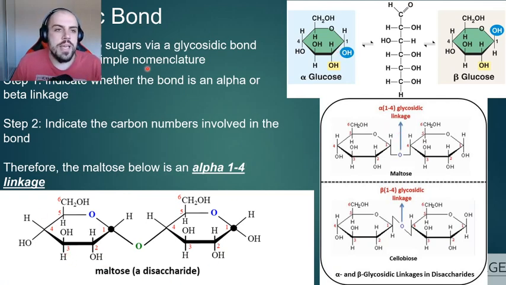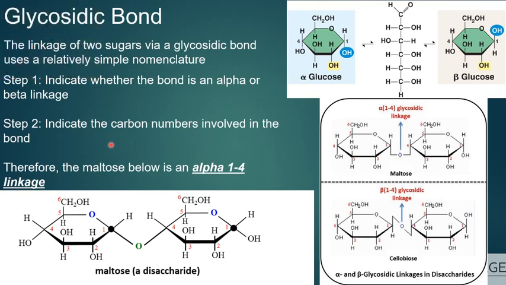Okay, so now looking at these glycosidic linkages. When we're drawing it and writing it out, when we are indicating our glycosidic linkage, we need to, one, indicate whether it is an alpha or beta link. The second thing we need to do is then indicate the carbons that are involved with that glycosidic bond. So the one I've been referring to the most in this video is alpha-1,4.